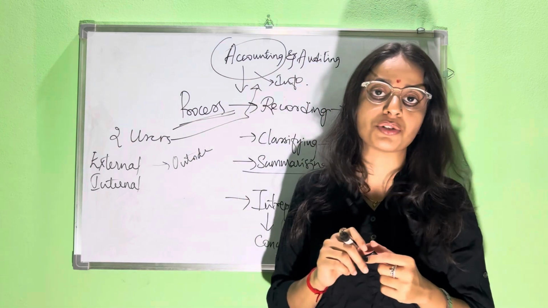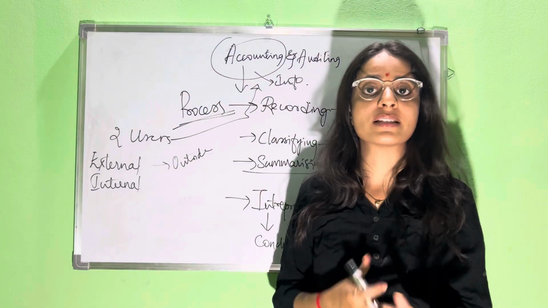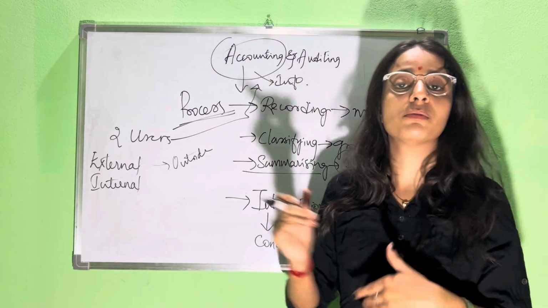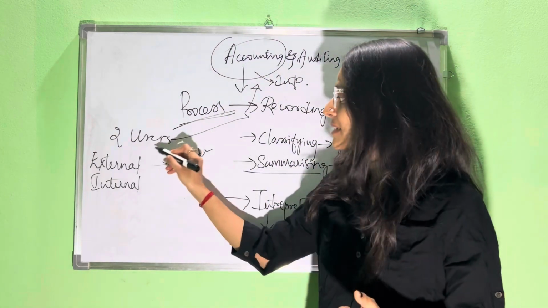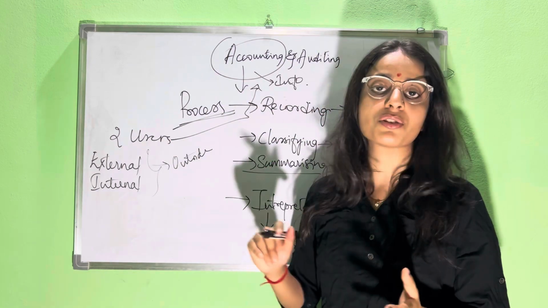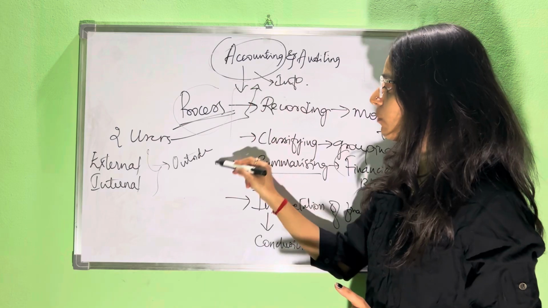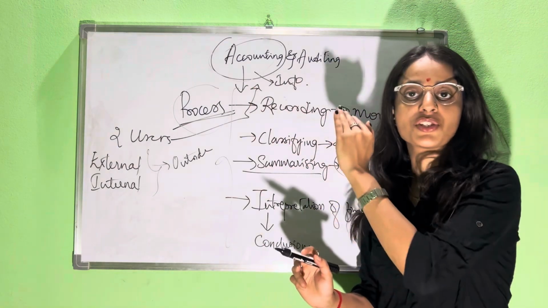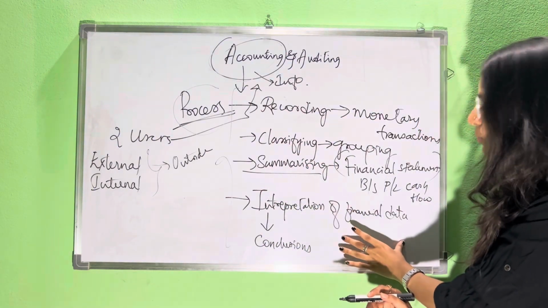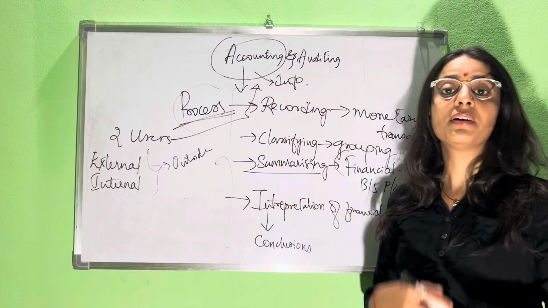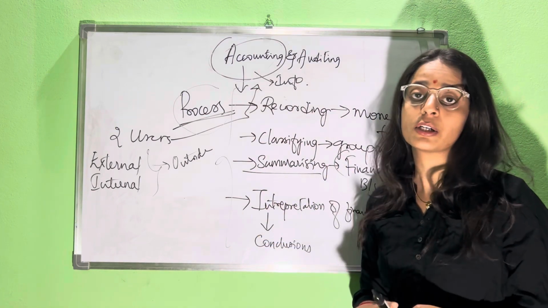Then, the internal users are your employees, the management or the owners who are using this accounting information for decision making purposes. So these are the two important users of accounting, and accounting is nothing but a process which involves simple steps with the help of which we can prepare financial statements, interpret the result and come to a conclusion.